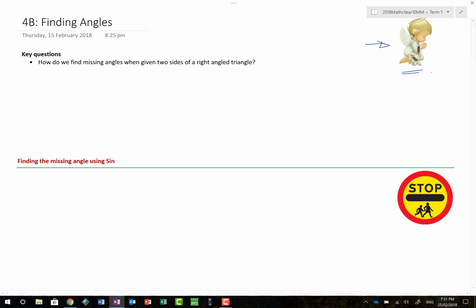Now this is part of a trig lesson, and so the key question, in fact there's only one key question, so it's not going to be a hugely long lesson, is how do we find missing angles when given two sides of a right angle triangle?